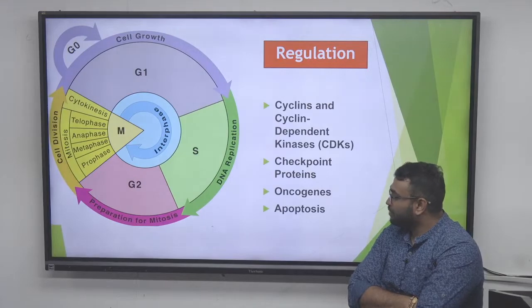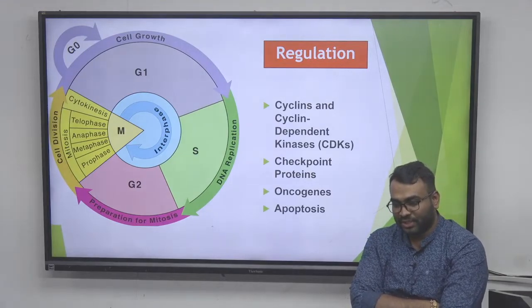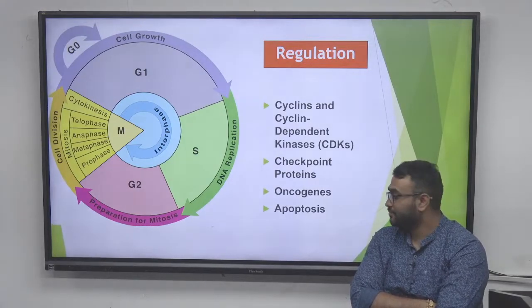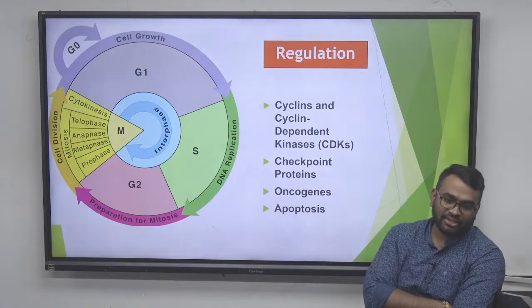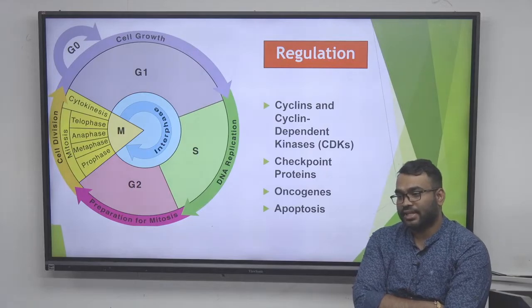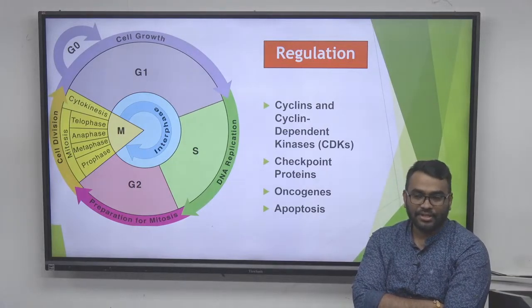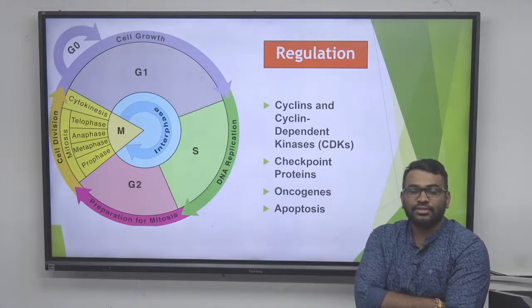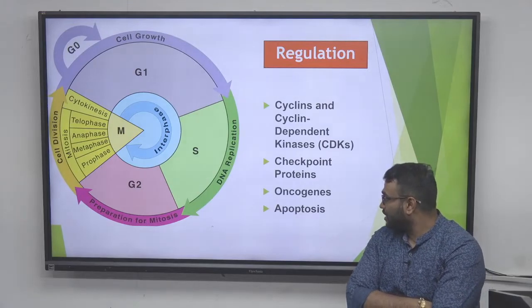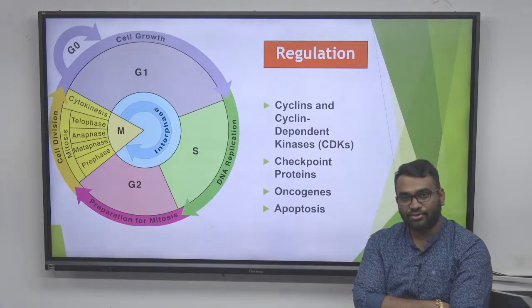Same thing with respect to checkpoint proteins. For these proteins, again, the concentration is very important. Next, oncogenes. You would have heard that these are related to cancer. In cancer, what is the state? As I told you, it is uncontrolled cell division. So here also the pace of cell division will be increased if oncogenes are present. So the presence of oncogenes is also one way of regulation of the cell cycle.